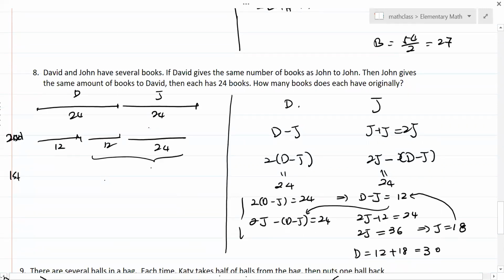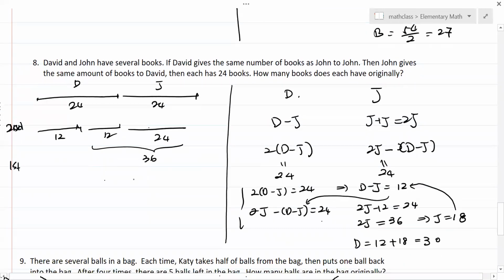Then this time, John has 36 books, before the second step. In the second step, John gives some books to David. But how does John have 36 books? There are some books from David in the first step. So half of that will be 18, and that half of 36, which is 18, goes back to David. So that's why the total for David will be 30. So David has 30 books and John has 18 books.